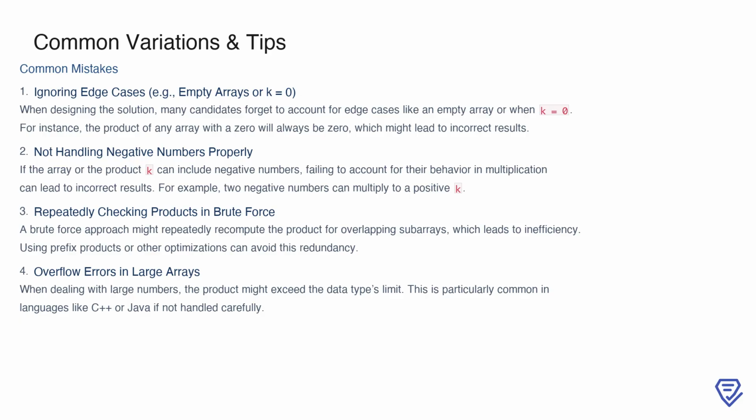Another pitfall is using a brute force approach that repeatedly recalculates products for overlapping subarrays. This is highly inefficient and can be avoided by leveraging techniques like prefix products. Finally, you need to be cautious about overflow errors, especially in languages like C++ or Java, where exceeding the data type's limit can lead to incorrect or undefined behavior when working with large arrays or large values of K.